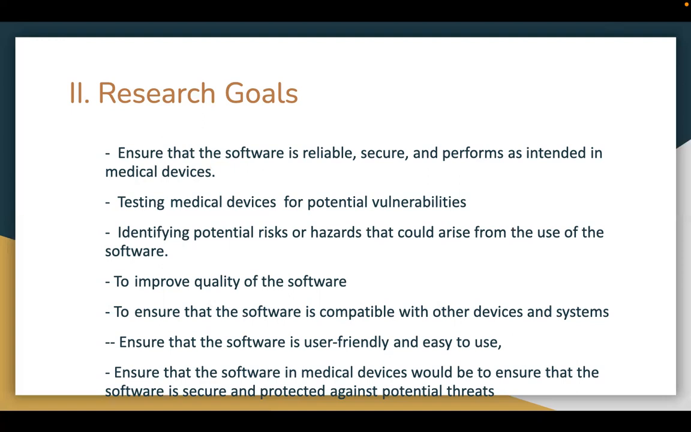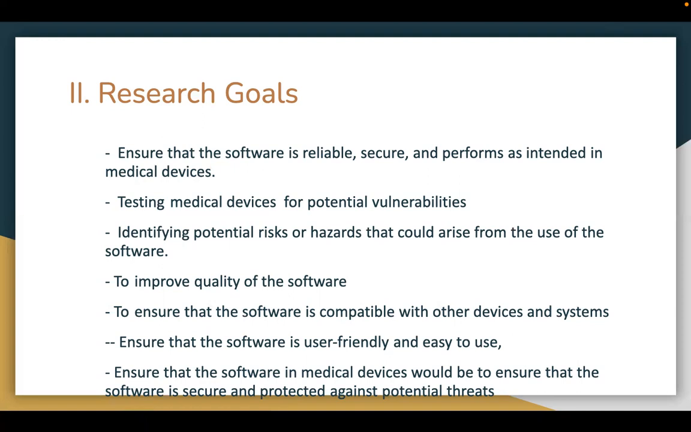Another goal is to ensure that the software is user-friendly and easy to use. This could involve testing the software with different users to see how easy it is to navigate and use, as well as identifying any potential issues that could arise from usability problems.